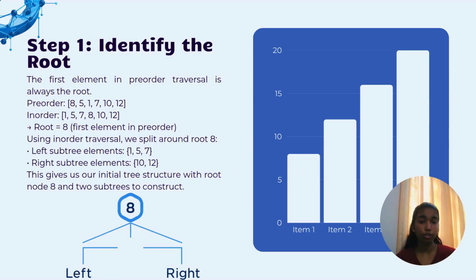Let's identify the root. First, the pre-order element is 8. So 8 becomes the root of the BST. Now find 8 in in-order traversal. Elements before 8, which are 1, 5, 7, belong to the left subtree. Elements after 8, which are 10, 12, belong to the right subtree. Now the tree has been divided into two parts.